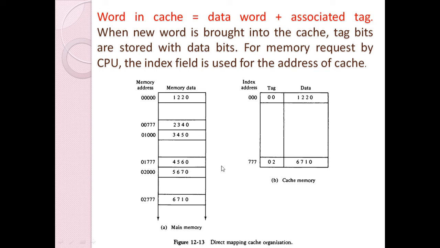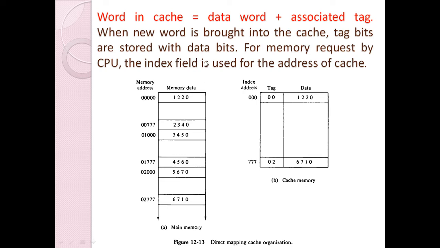What will happen if the CPU demands 000777? This data is demanded. Then I will go to this 777. I will match this tag and this tag is not matched. So I will say that this is a miss. This is not a hit. Data is not available in cache. Then I will go to main memory and will bring data to the cache memory.